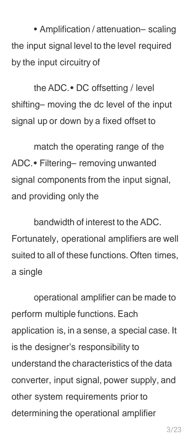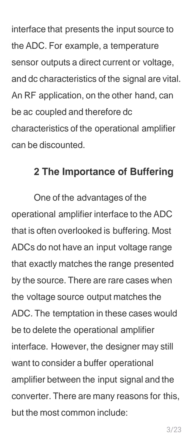Now the characteristics of the data converters, input signals, power supply, and also system requirements determine the operational amplifiers for these processes. For example, with temperature sensor outputs, which are direct current or voltage, the DC characteristics of signals are vital. With RF amplification, the radio frequency is coupled with the DC characteristics of operational amplifiers. Then the next point is the importance of buffering of the operational amplifiers.